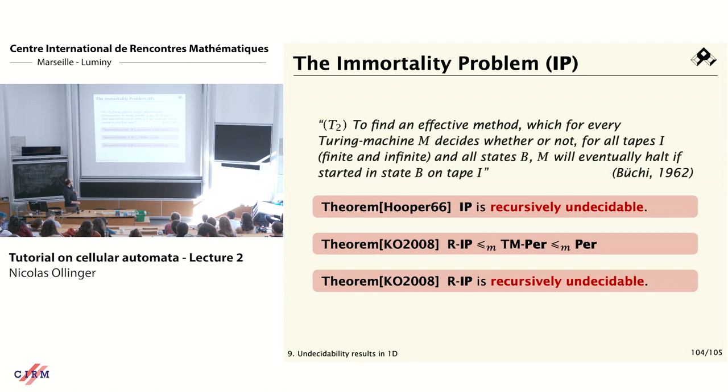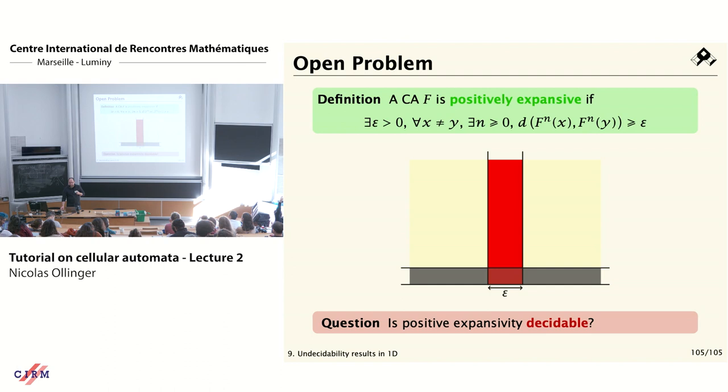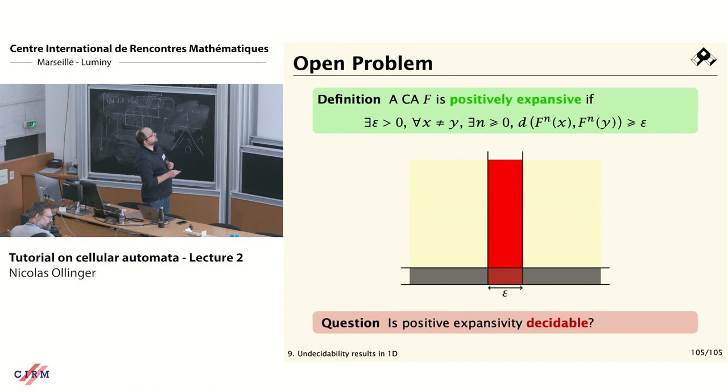But I want to stop my talk with an open problem, which is more related to dynamics. A cellular automaton is positively expansive if there exists some size epsilon such that from that bound, in the space-time diagram, the red one, you can reconstruct the initial configuration, whatever the initial configuration was. This question of deciding positive expansivity is becoming old. I think it's been around for about twenty-something years. If you have ideas about this, please contact us. We would like to solve this. Thank you for your attention.